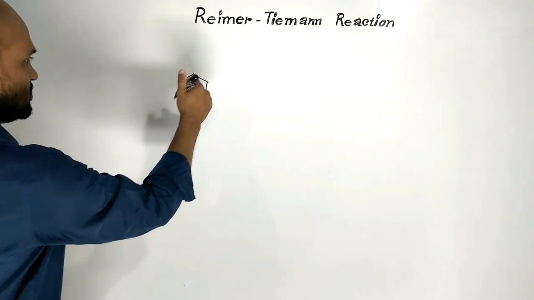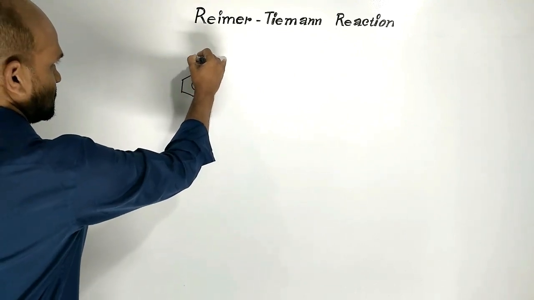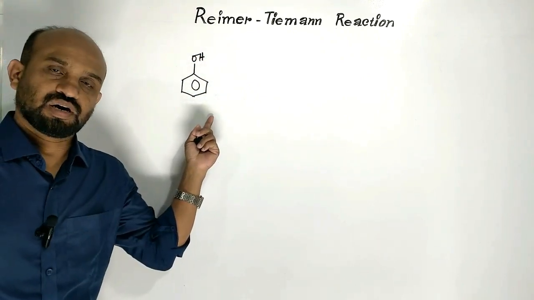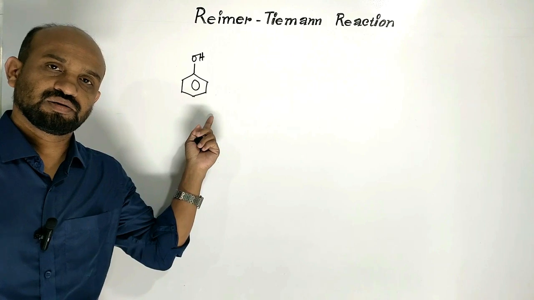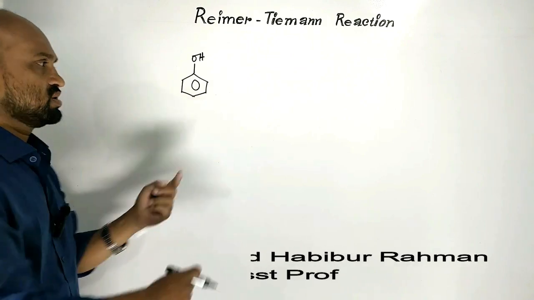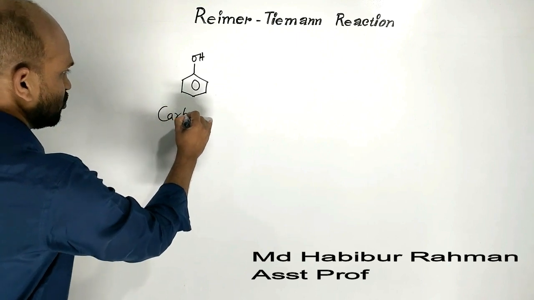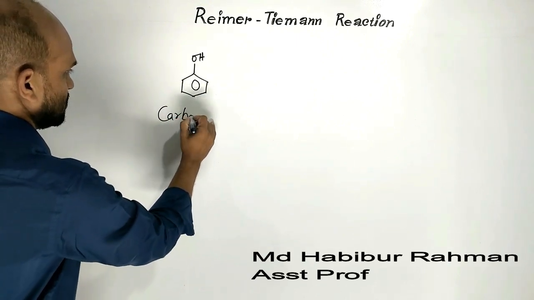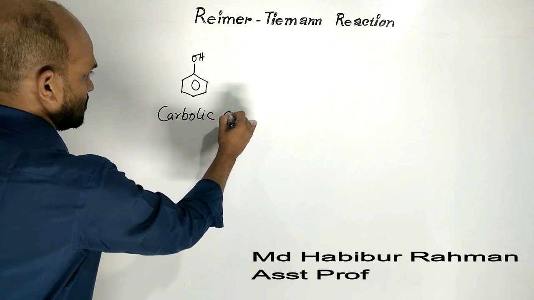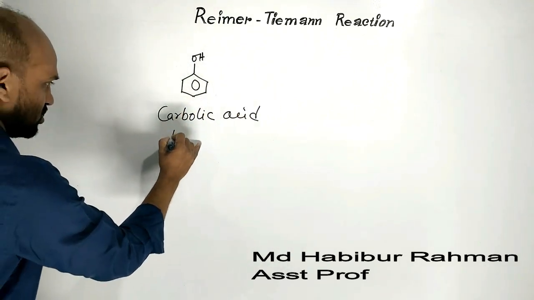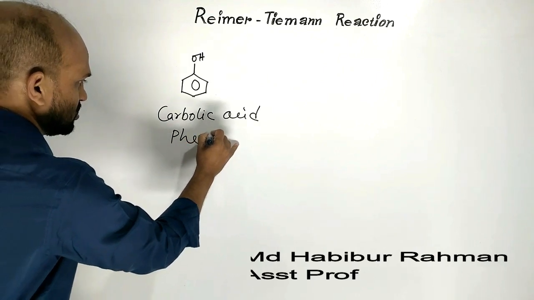This is benzene. This is hydroxybenzene or phenol. It has another name, that is carbolic acid. Carbolic acid, or simply this is called phenol.